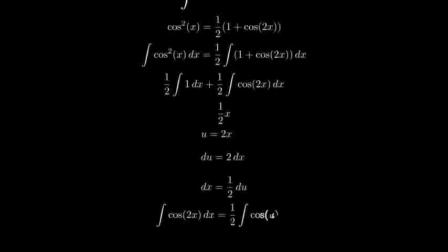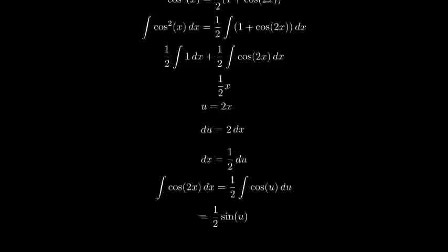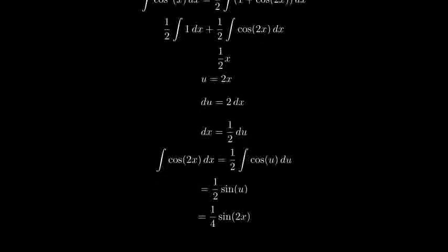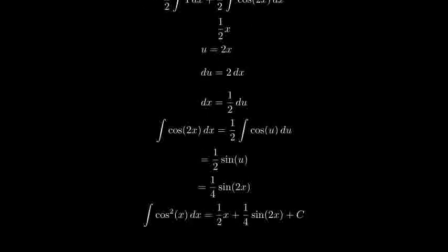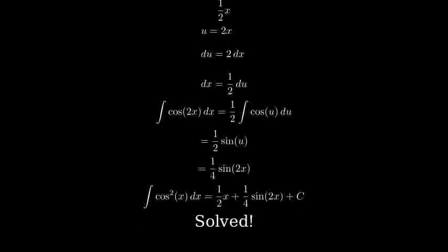This integral, when you solve it, yields 1/2 sine of u. Substituting back and multiplying with the outer 1/2, we get 1/4 times sine of 2x. Finally, if we combine both parts, we have the antiderivative: 1/2 times x plus 1/4 of sine of 2x. Don't forget to add the constant of integration. And there we have it. We've solved the integral using trigonometric identities.